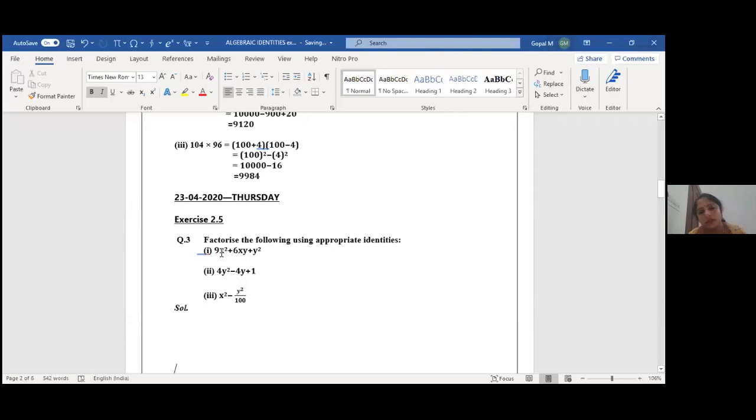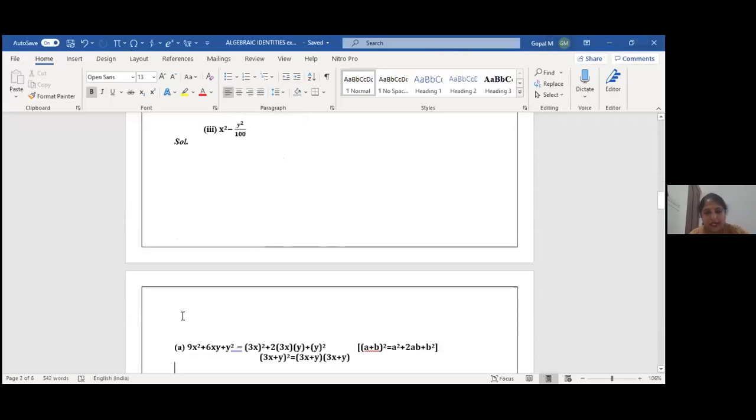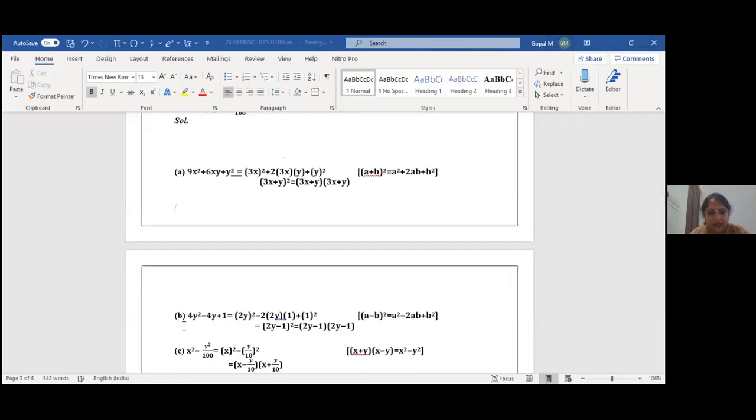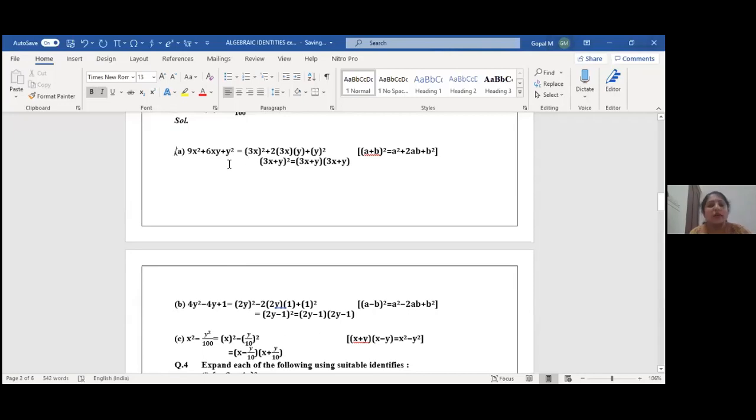3. I can write 9x square as 3x whole square, and y square as y whole square. Am I clear, children? Yes, ma'am. So 9x square I have written as 3x whole square. Then the last one, y square. I got a value, I got b value. Check in the middle term: 2, a value 3x, b value y. Are we getting 6xy?